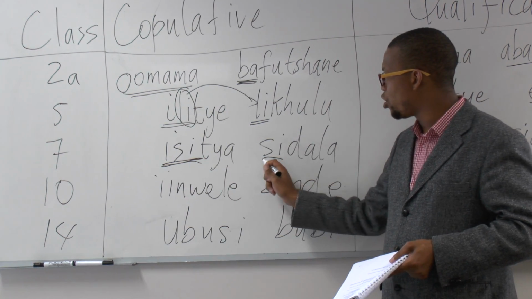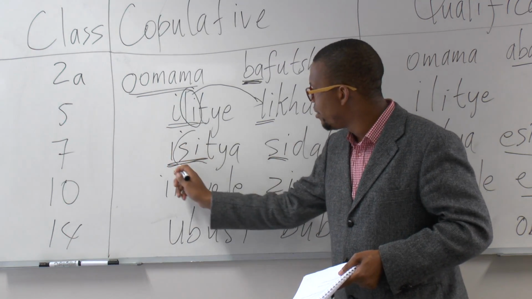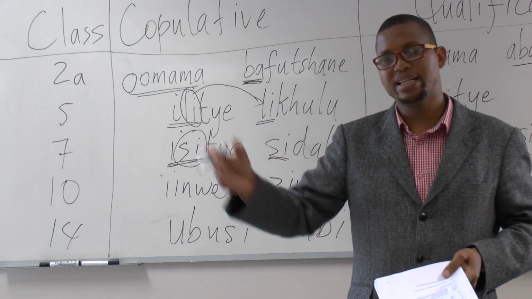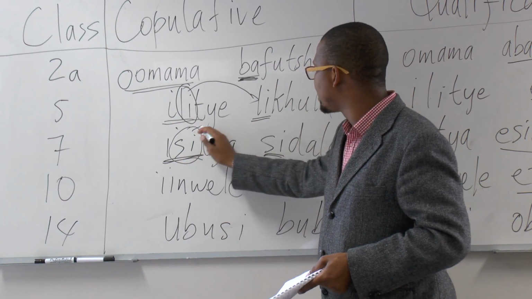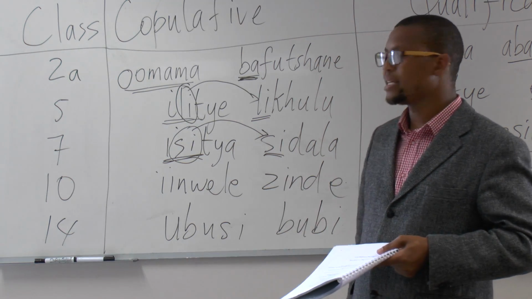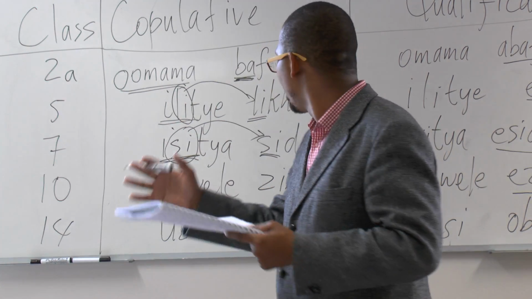Then here's our concord. Where does this concord come from? The concord is taken from the last two letters of the prefix, that is the si. IsiXhosa sidala. The dish is old.